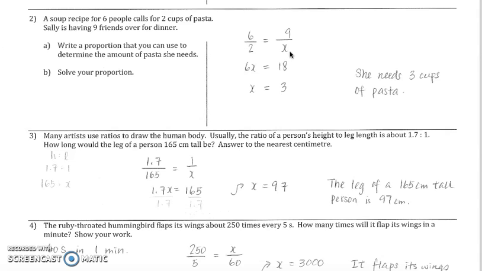So now cross multiply, I get 6x equals 18. Divide by 6, I have x equals 3. Therefore, she needs 3 cups of pasta.